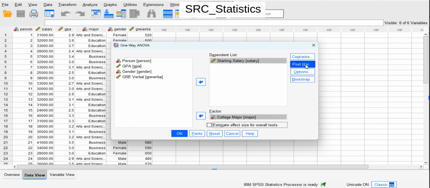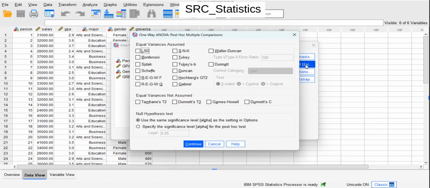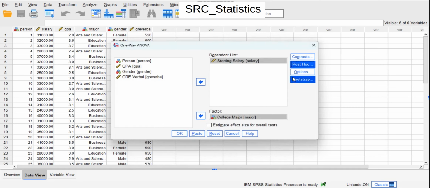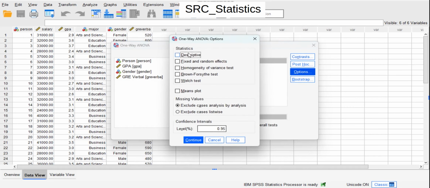Then there are the post hoc tests. If we find a significant result, that is, the means of the 3 groups are not equal, then we can go to the post hoc test to see which group is different from the others. Then we can go to options. In options, if you want the descriptive statistics, you check this one, and if you want to test for homogeneity of variance you select this. The level of significance is 0.05 here, since confidence is 0.95.